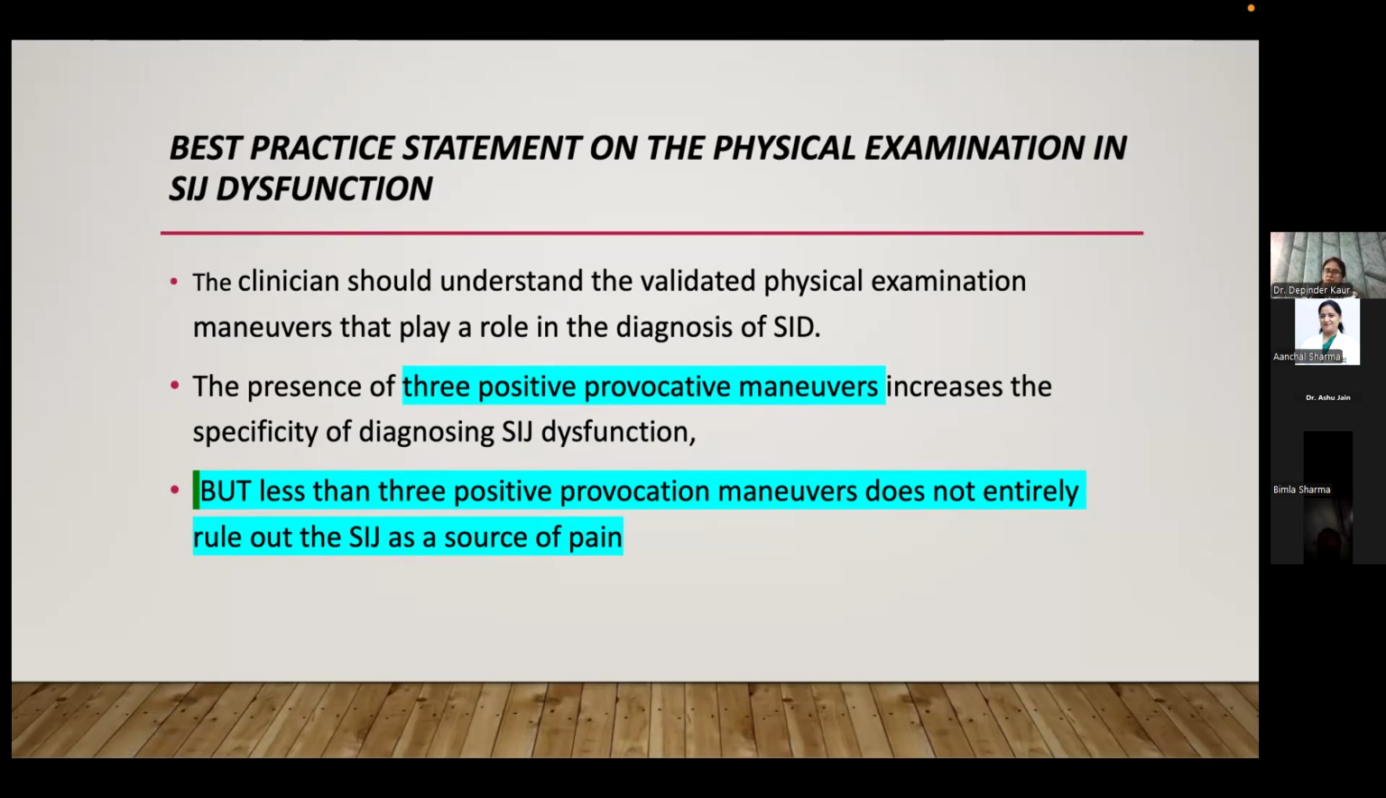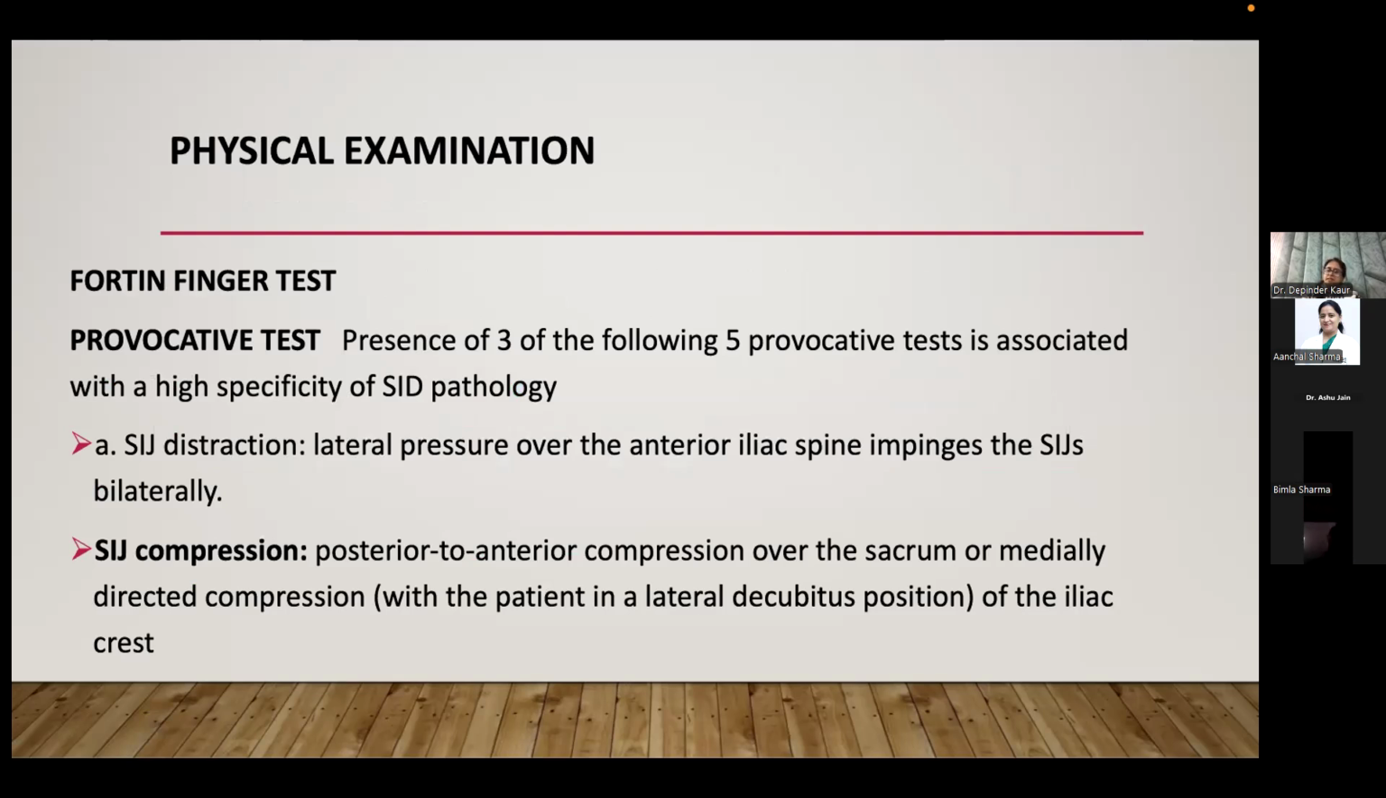But remember that if there are less than 3 positive provocative maneuvers, it will not rule out that the patient is a case of SI joint pain. So even if they are negative, still the suspicion is there. In the physical examination, the Fortin finger test is very specific regarding the SI joint pain patient. The patient is pointing to pain at the posterior superior iliac spine or within a 1 centimeter vicinity of the PSIS, or we can do the provocative tests.